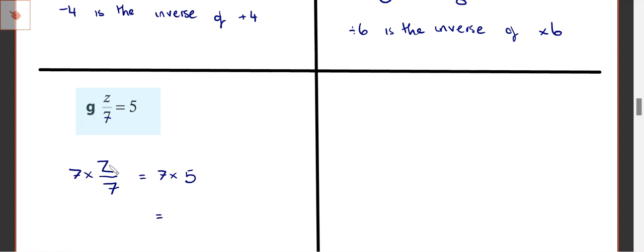What is 7 times z divided by 7? Just z. I'm left with just the z. So this is the result, the simplification on that side. What's the simplification on this side? 35. Okay, and we just end up with z equals 35.